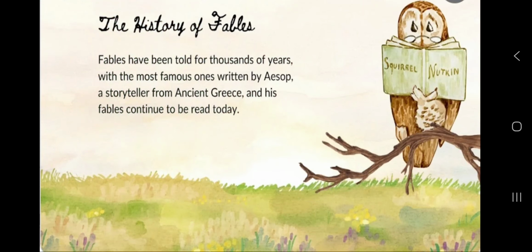So, the history of fables. Fables have been told for thousands of years, with the most famous ones written by Aesop, a storyteller from ancient Greece, and his fables continue to be read today. So, when you visit a library, do search for books written by Aesop. They have famous fables in them, and a lot of short stories which you can enjoy, and at the same time learn about different values and lessons.